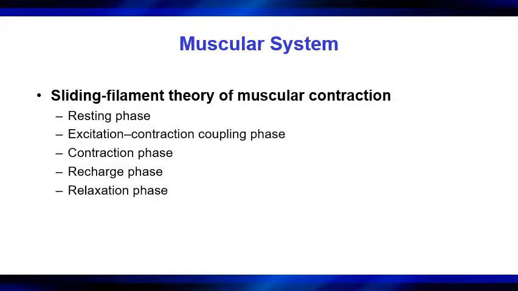Then you get into the relaxation phase. This is when the stimulation from the motor nerve stops. Calcium is basically going to get taken back into the sarcoplasmic reticulum. You're going to get resetting of the myosin head position, and that's basically going to put the muscle back into a resting state. Okay, so those are the 5 phases.